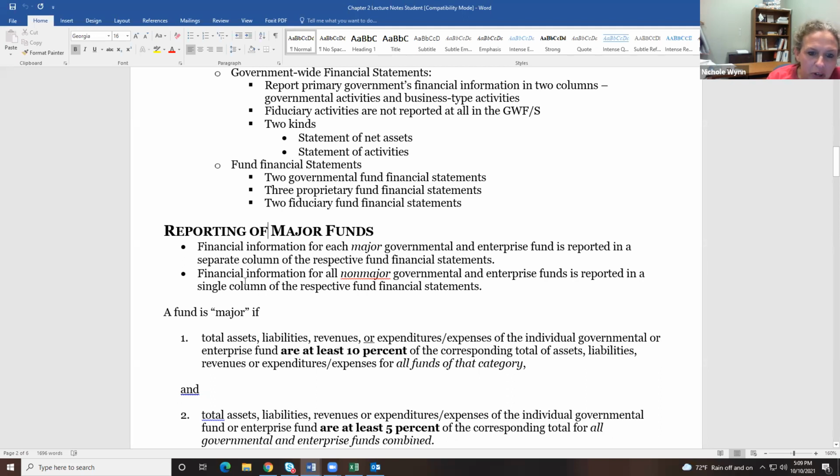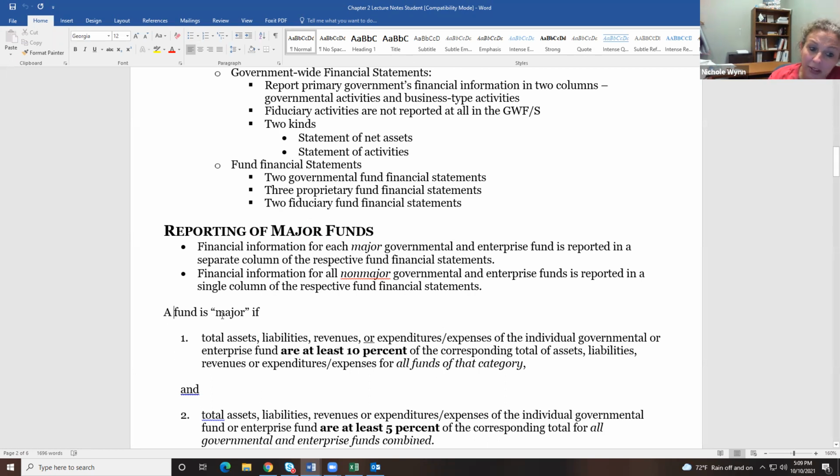So as far as this goes, for each major fund, it's like a separate column on the fund financials. And if it's non-major, it's just listed as other. All of the non-major components go in the other column, as opposed to having their own separate columns.